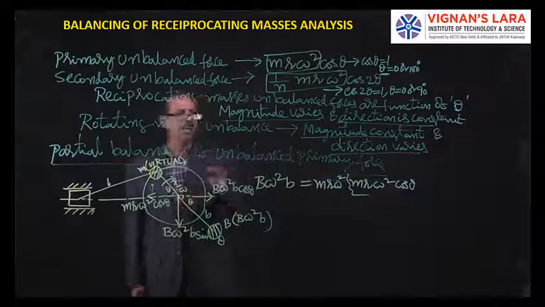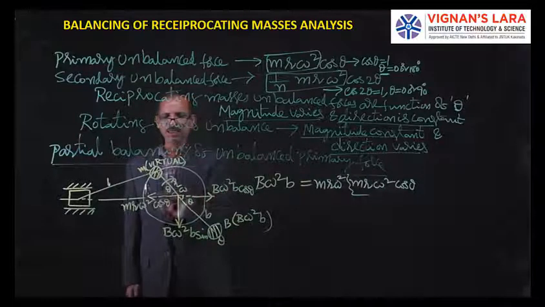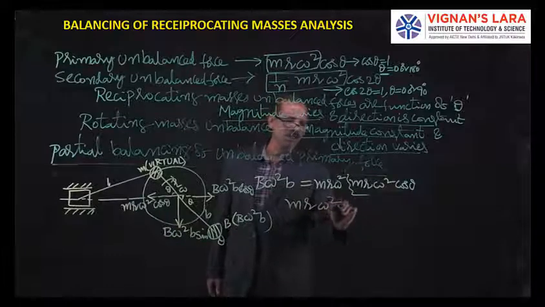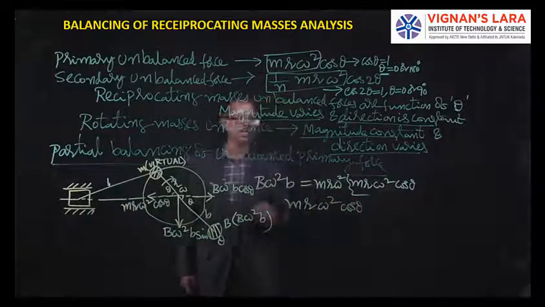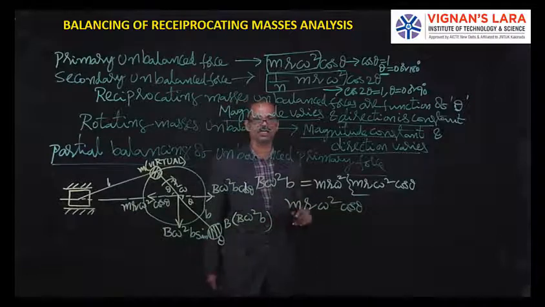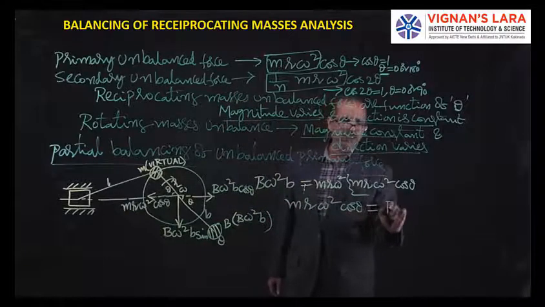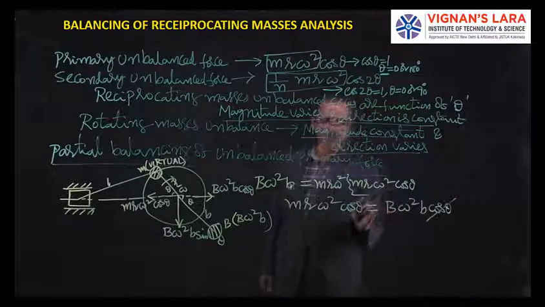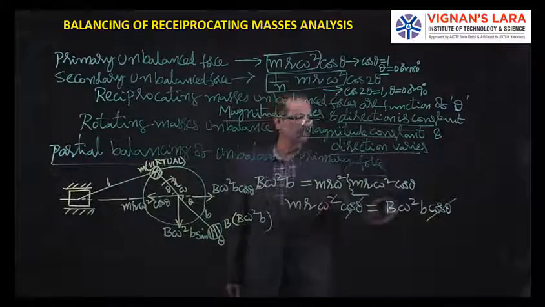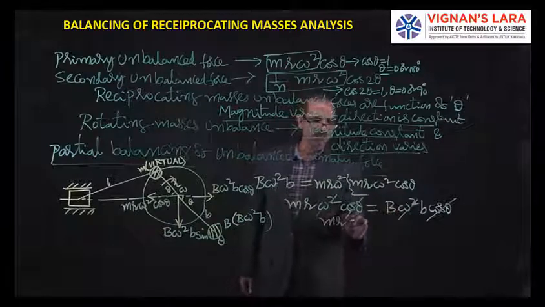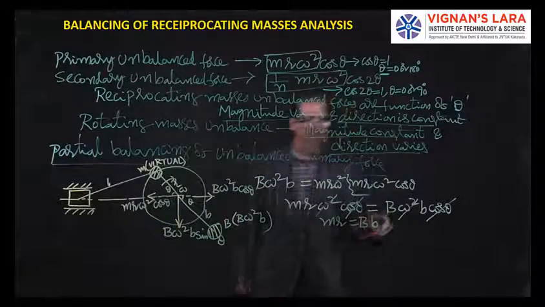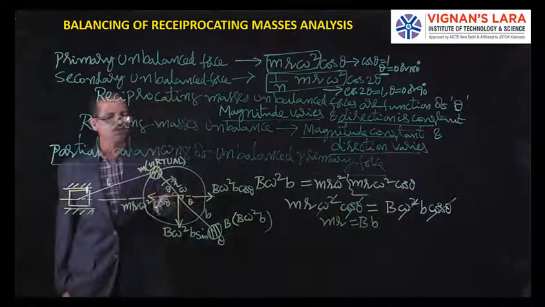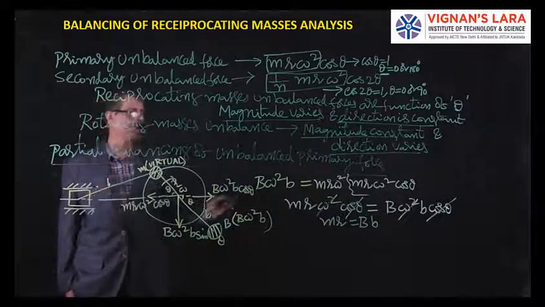If I want to balance the system completely, what is my unbalance? My actual unbalance is mr omega square cos theta, which is going to be balanced by b omega square b cos theta. So cos theta gets cancelled, omega square gets cancelled, mr is equal to bb. That means the unbalanced force along the x-axis is completely balanced.